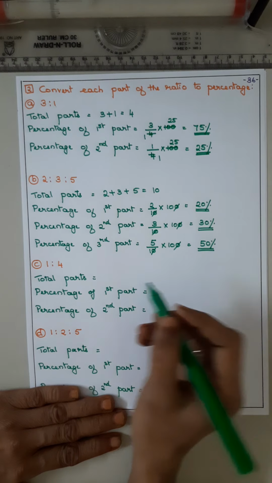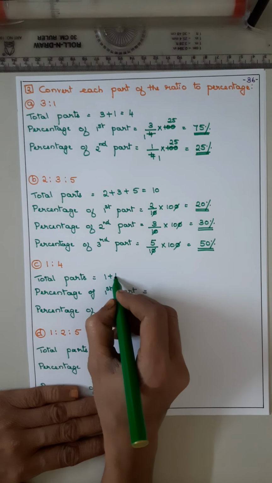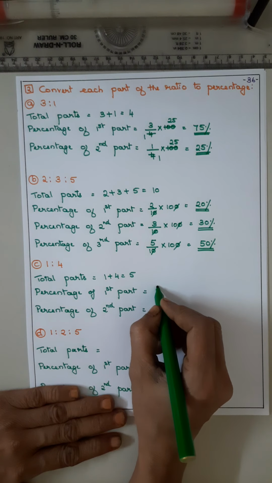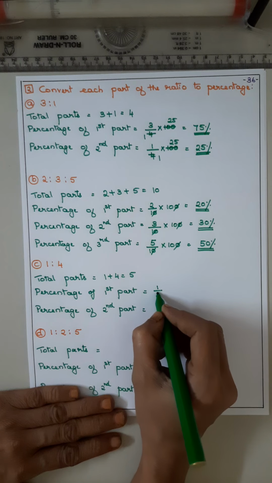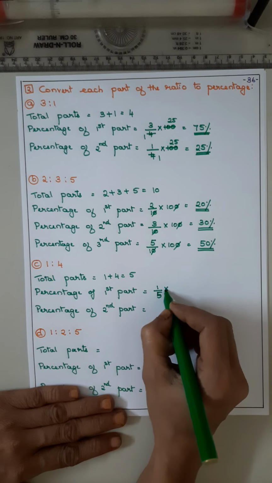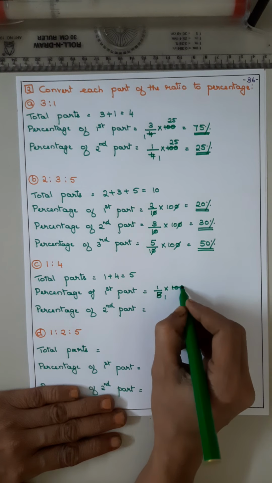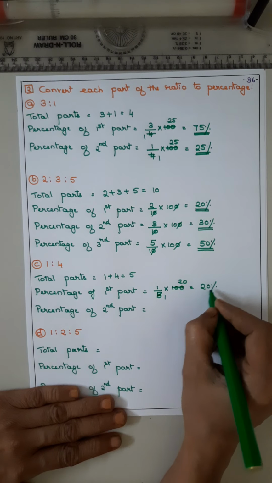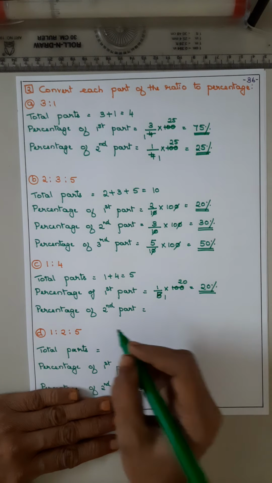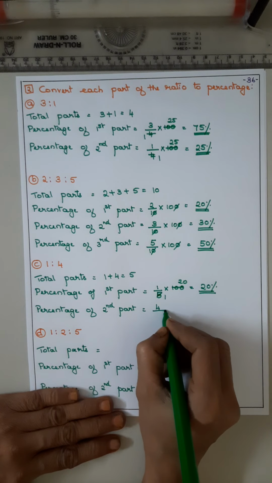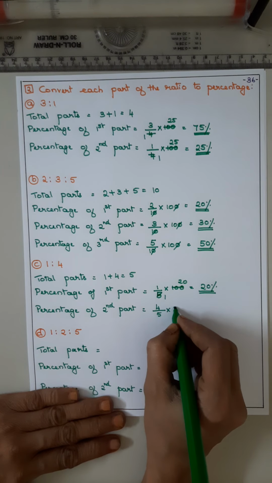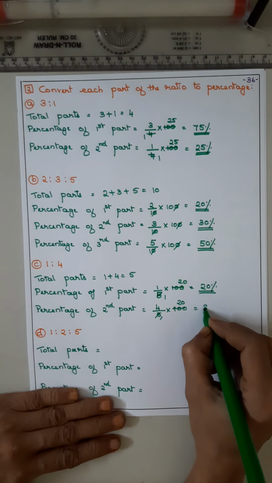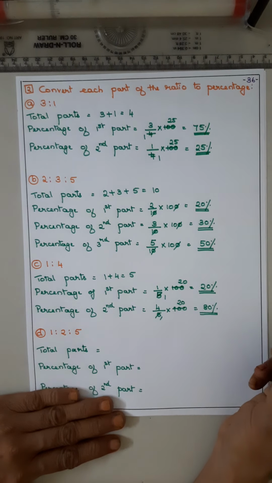Now the question number C, 1:4, that is 1 plus 4 is 5. Percentage of the first part, it will be 1 out of 5 into 100, 5 ones are 5, 20s are 100. So the percentage of first part will be 20%. Now the second part, it will be 4 out of 5 into 100, 5 ones are 5, 20s are 100, 4 20s are 80. You got 80%.